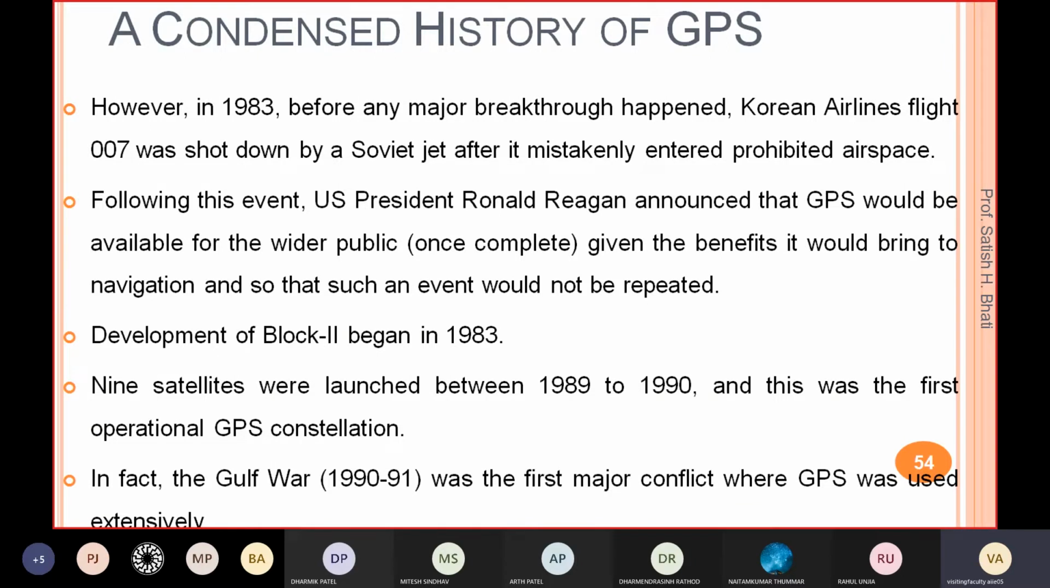Also, the Gulf War happened in 1991, and maybe you have heard about it. It was over oil price rising, against Iraq by some 35 countries led by the US. In that war, GPS was extensively used.